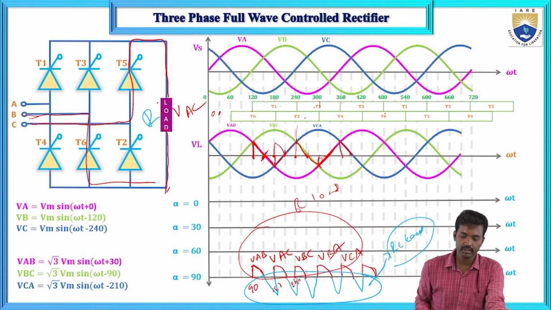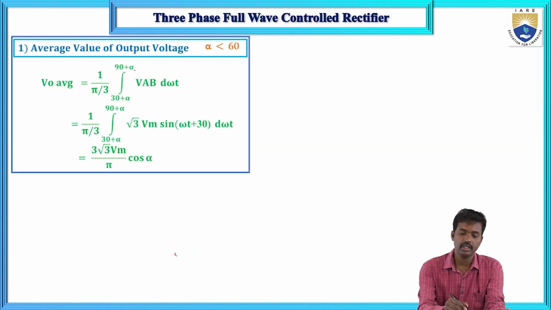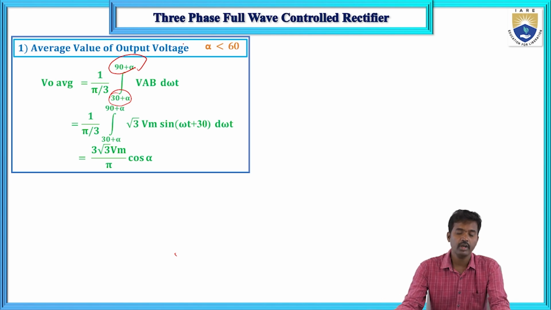So now here this is 30 plus alpha to 90 plus alpha. So 30 plus alpha to 90 plus alpha. So that is the case 30 plus alpha to 90. These limits are important. 1 by 3. Each thyristor is conducting for 120 degrees case.